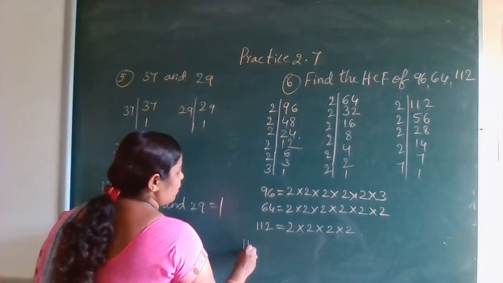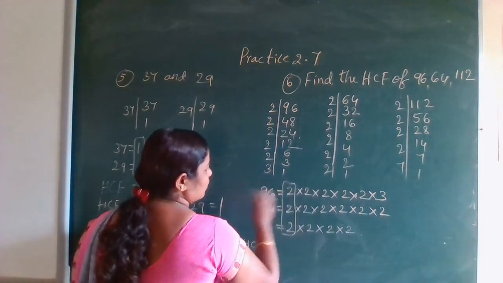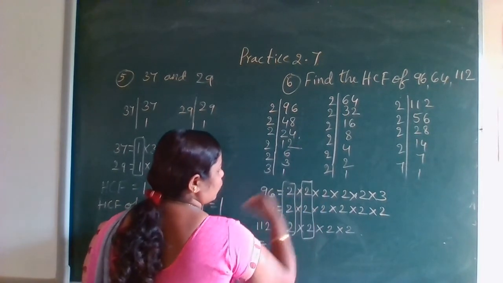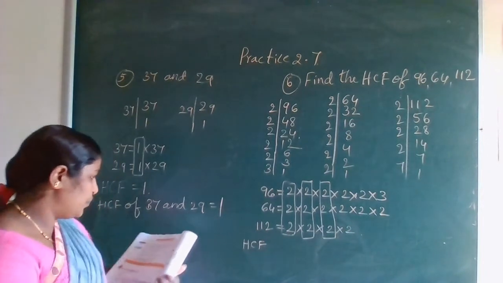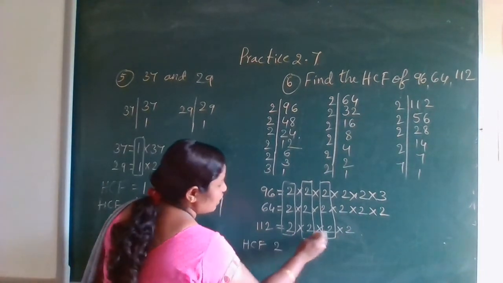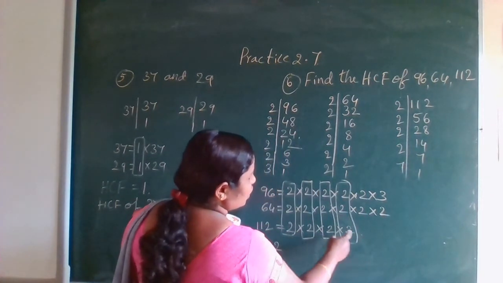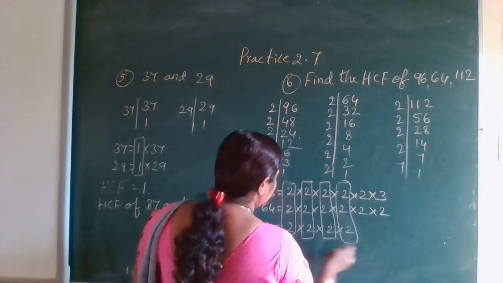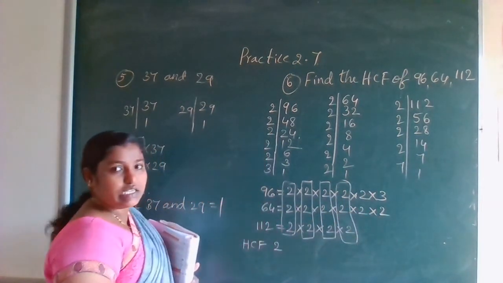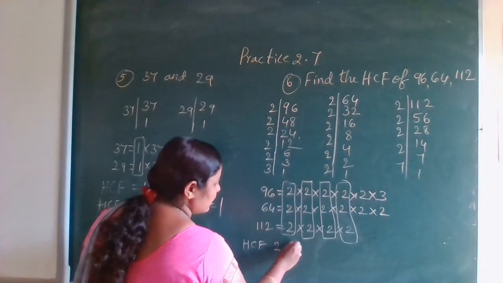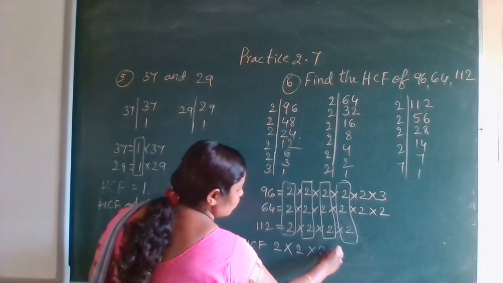So now HCF. Make a set. Take from this, I got four 2s. After this it is not having any common factors, so these will not be considered. So in this set, 2, again one more 2, again this one.